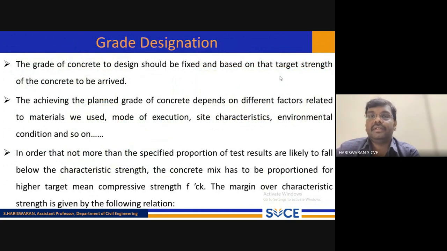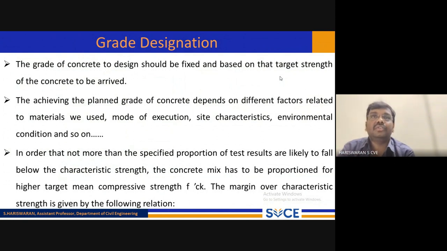So while talking about concrete design, the grade designation plays a major role. The grade of concrete is fixed based on the target strength of the concrete to be arrived at. If I would like to earn 100 rupees, I cannot exactly fix the target as 100. I have to fix some more by considering some factors. A number of factors will decide the expenditure, so I am supposed to target with some percentage extra.